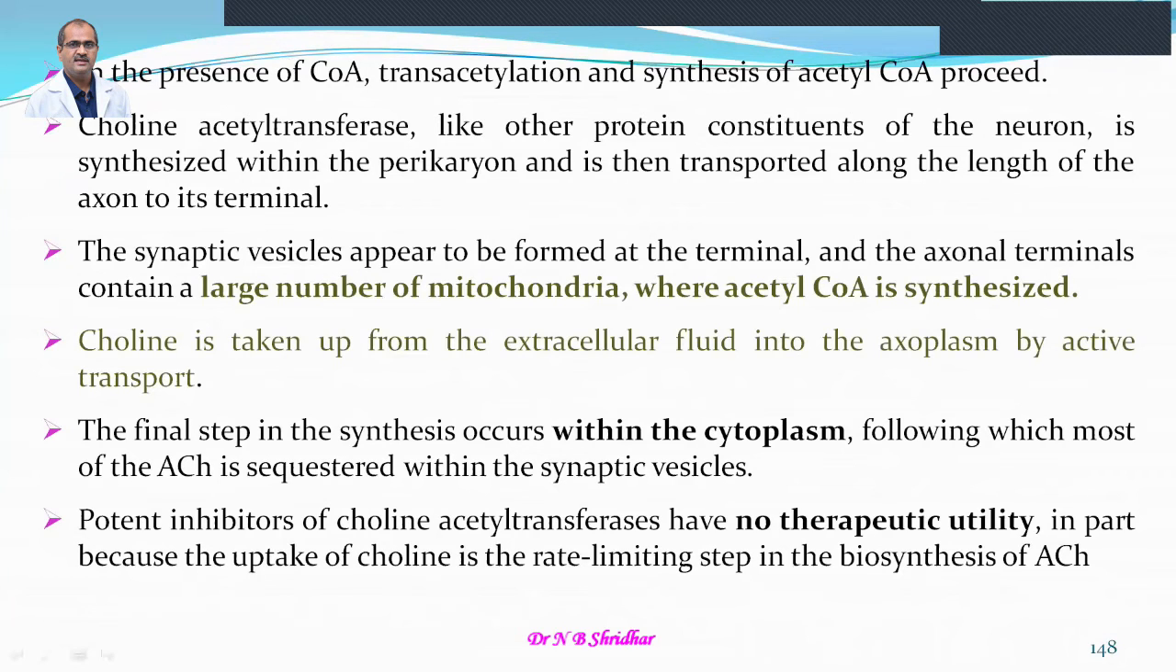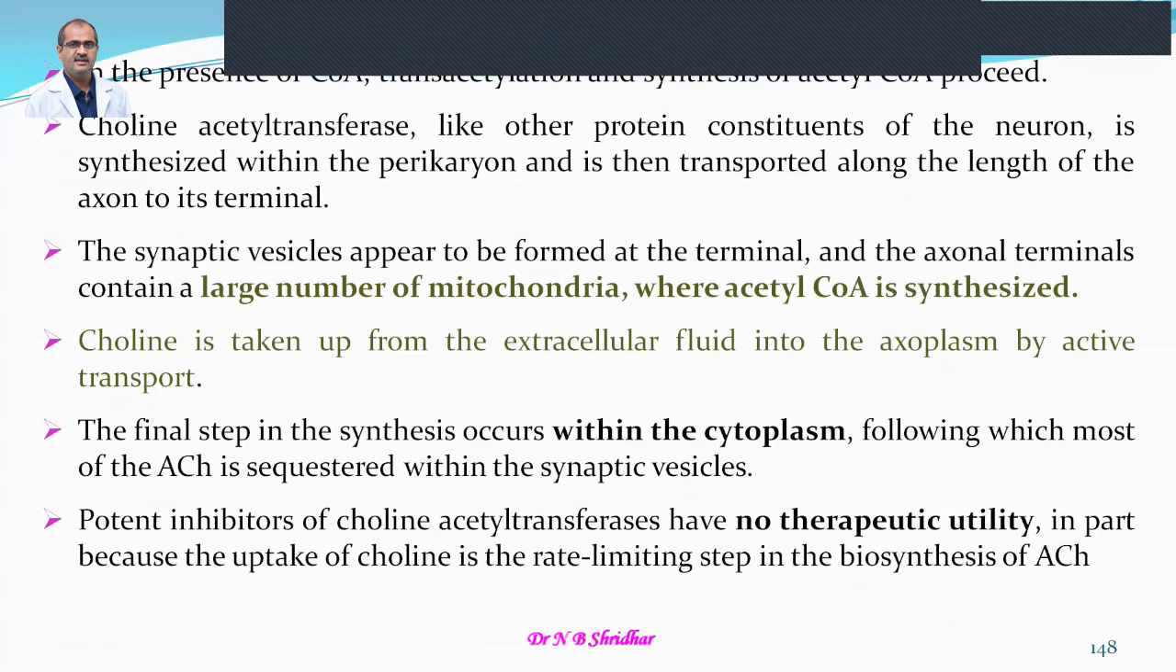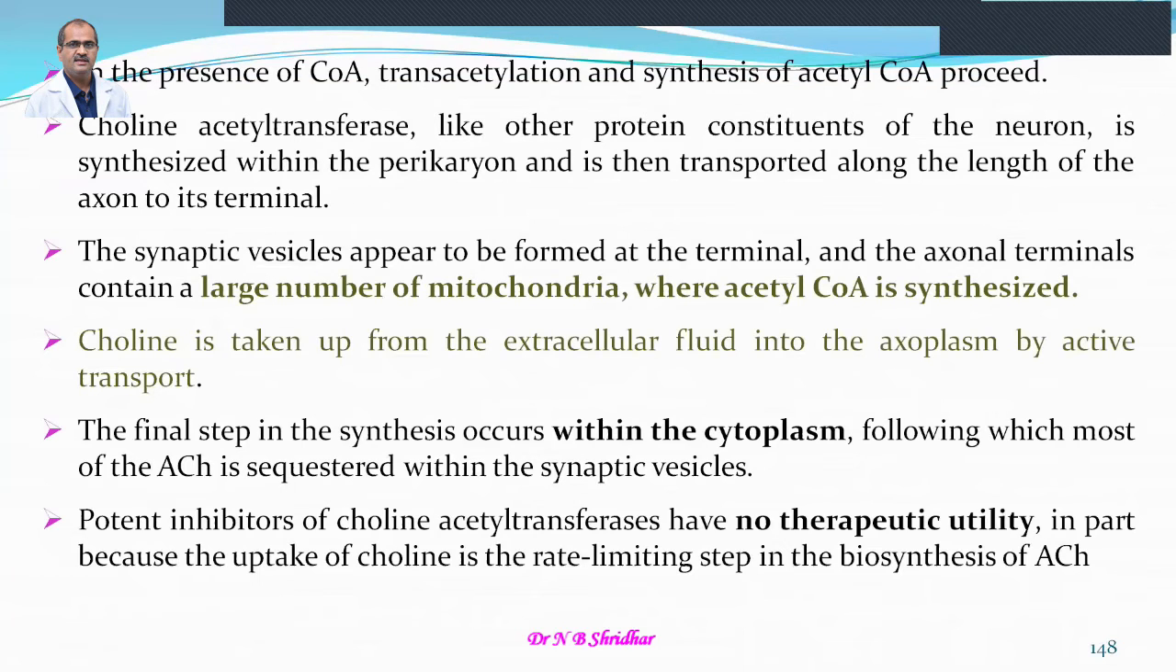Choline acetyltransferase, like other protein constituents of the neuron, is synthesized within the perikaryon and then transported along the length of the axon to the axon terminal. To simplify, choline acetyltransferase and acetylcholinesterase both exist in the vicinity of the nerve, whereas choline acetyltransferase is present in the axoplasm, the acetylcholinesterase is present in the synaptic cleft. The synaptic vesicles appear to be formed at the terminal, and axonal terminals contain a large number of mitochondria where acetyl-CoA is synthesized.